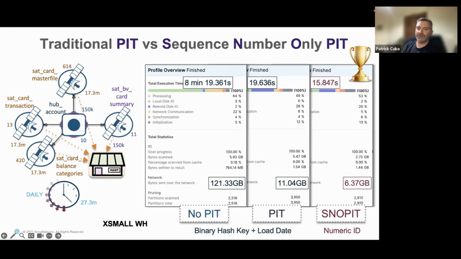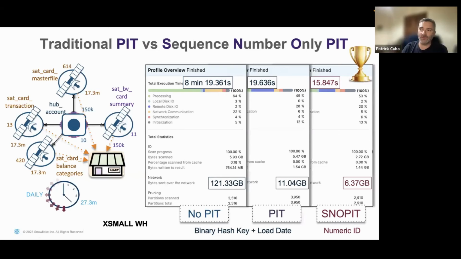So we'll talk about PITs and how they help. About a year ago, I did a blog and demonstration on how PITs and snow PITs can be used to improve join performance for your data vault tables. In this example, I had 70 million records in one satellite, 17 in another, 150,000 in my business vault satellite, and only 150,000 accounts, right?